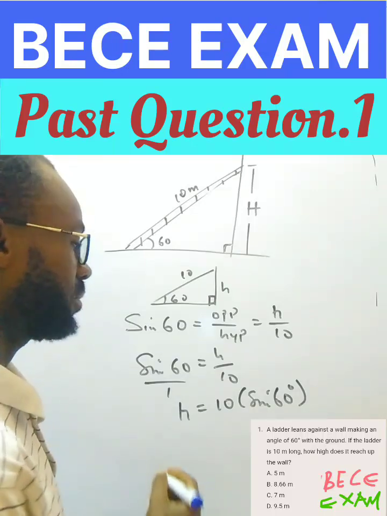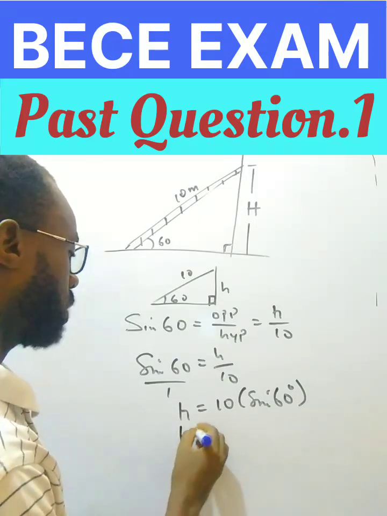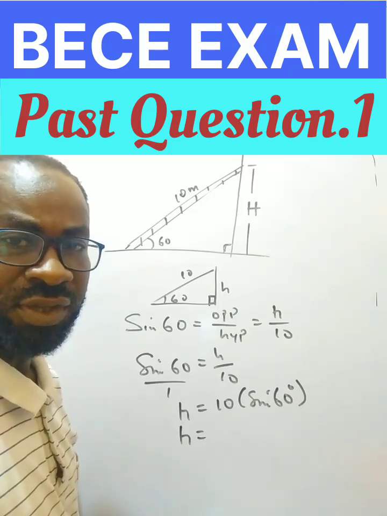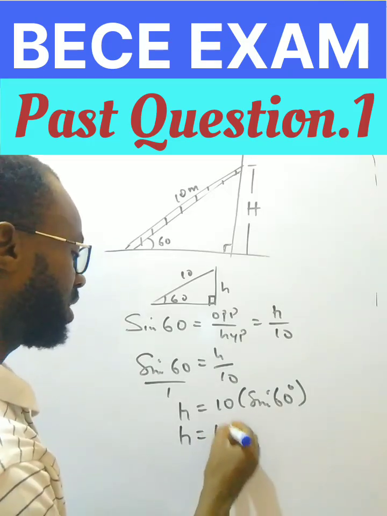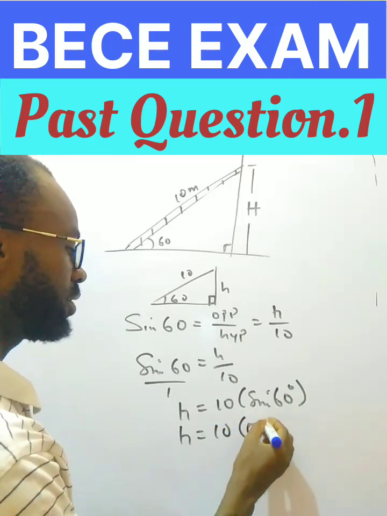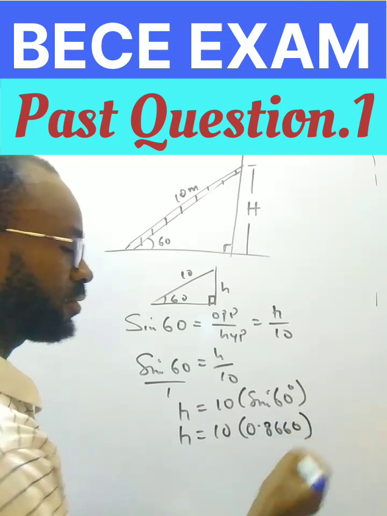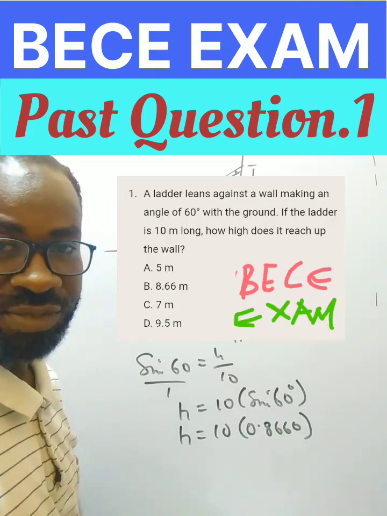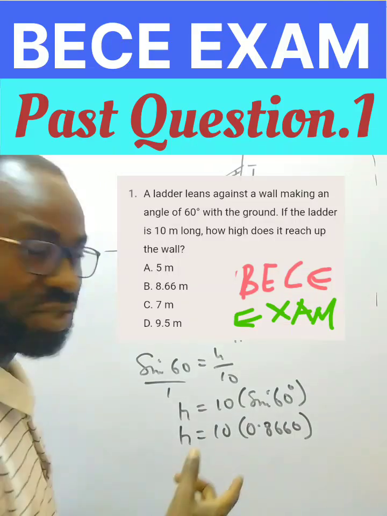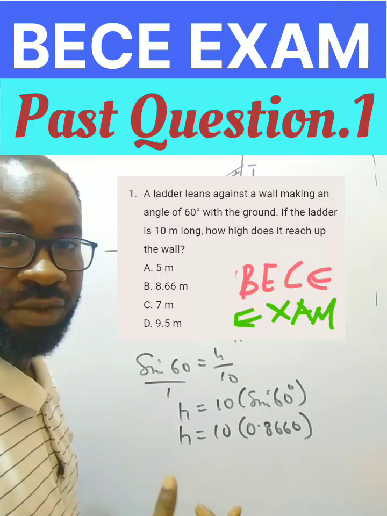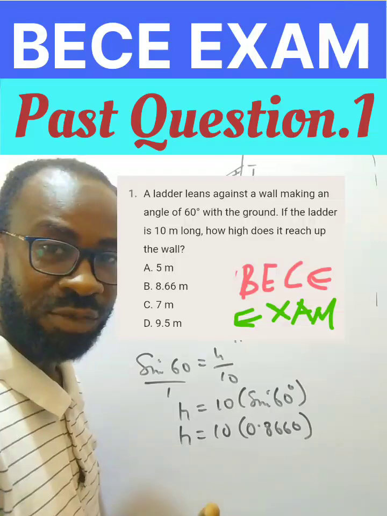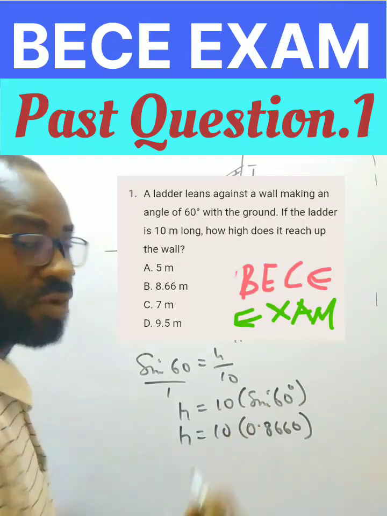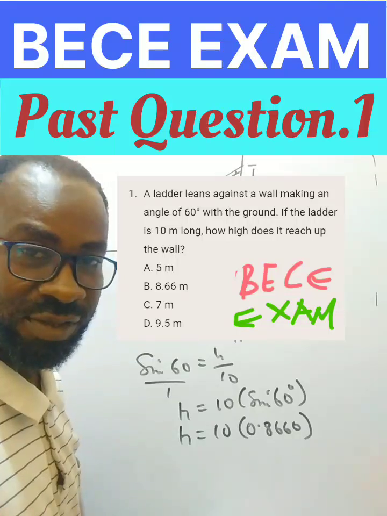So let's go now. If we go to our table to get our sine 60 degrees, from our table we are going to get 0.8660. Now if you check the options given to us, they are all in decimal, so that's why we have to check the table. If the answer was in short form, we would have used the short form to solve it. So we are going to the table because the options are all in decimal.